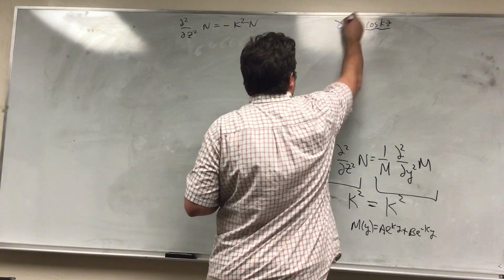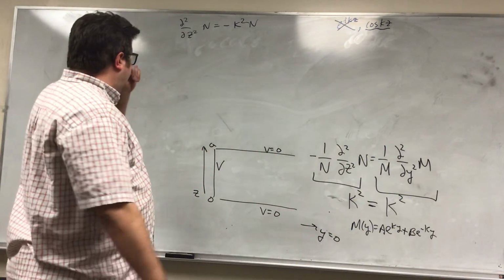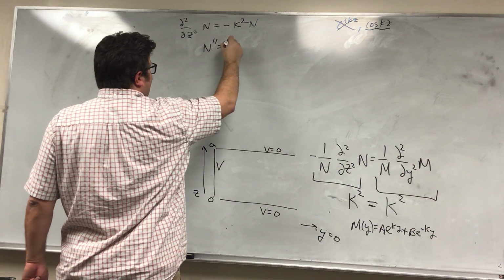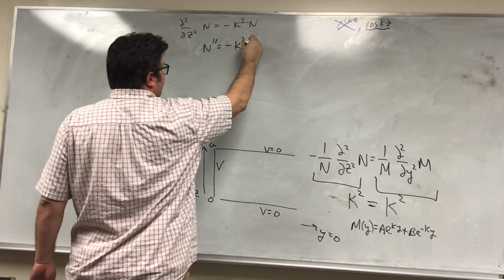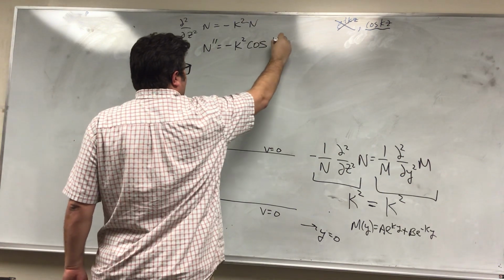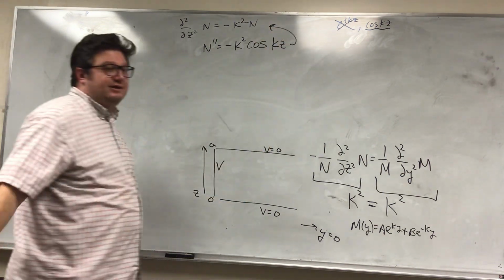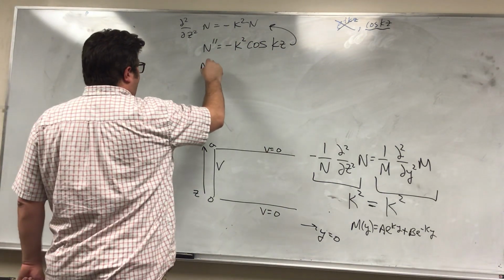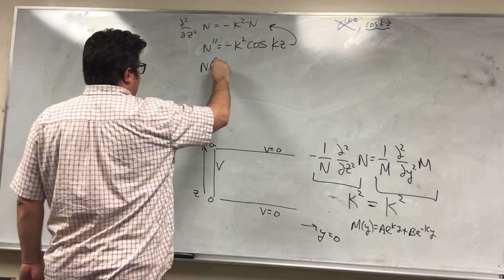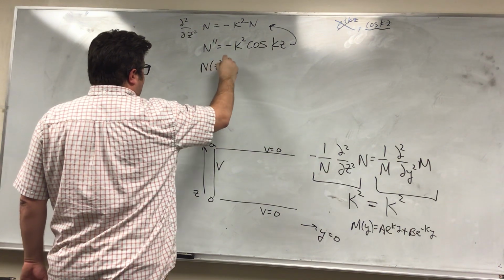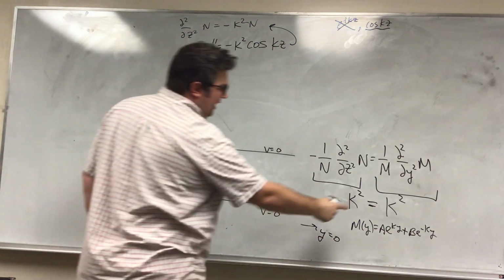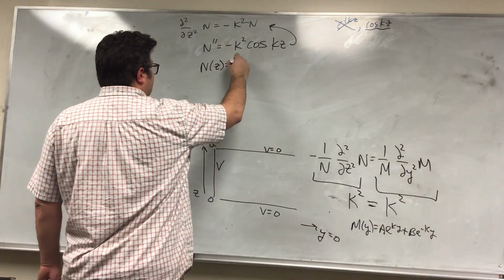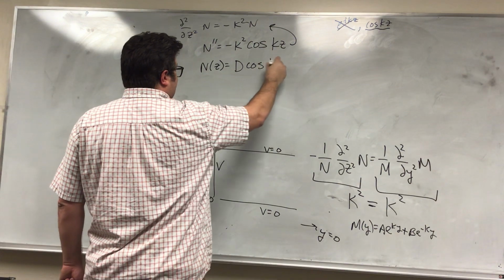So let's not use this. Let's use this. We can take the second derivative of this, and we find we get minus k squared cosine kz, which is a valid solution to that differential equation. Again, there's only one constant, so we used a and b there as constants, so let's use some other constants here. Let's use d cosine kz.